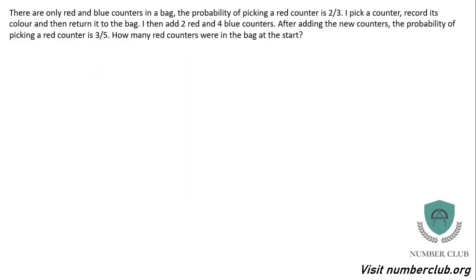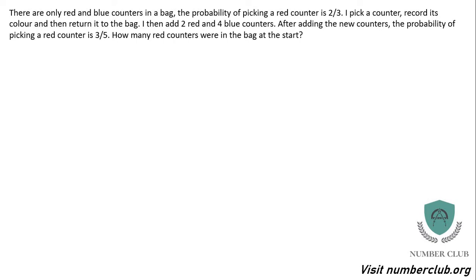So there are only red and blue counters in the bag. The probability of picking a red counter is 2/3. That doesn't mean that 2 is the amount of red counters that there are. There might not just be 3 counters in the bag. Okay, there's probably going to be more. I pick a counter, record its colour, and then I return it to the bag. So in this case, this is a replacement tree diagram. This is quite an easy question, probably.